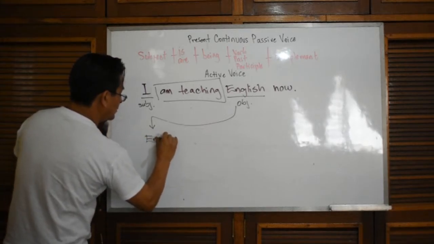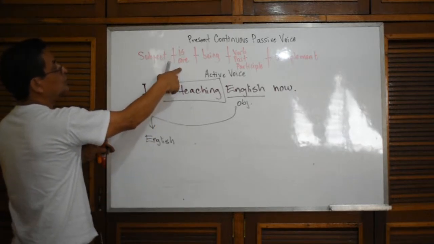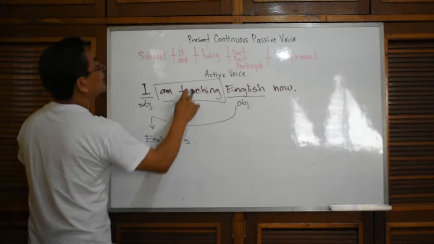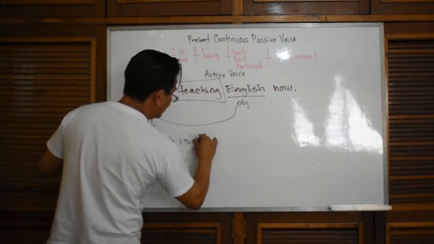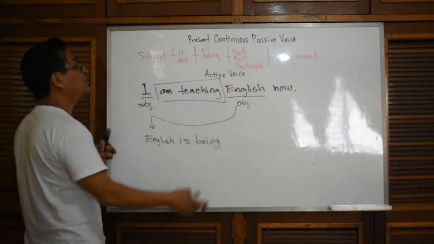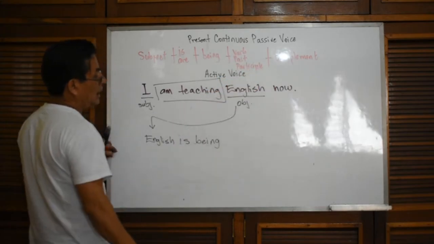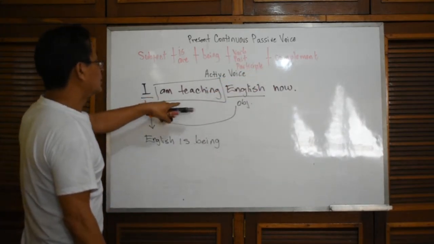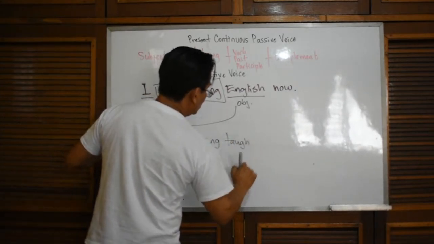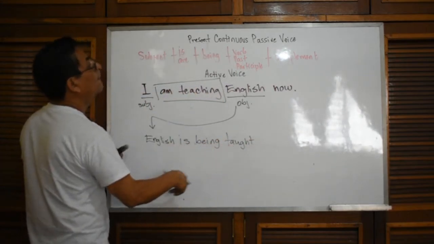Okay. Singular. So we use is or are. Of course, that is is. Is. And then being. Okay. And then it comes, after that, the verb in past participle. And what is the past participle of teaching? That is taught. English is being taught by who?